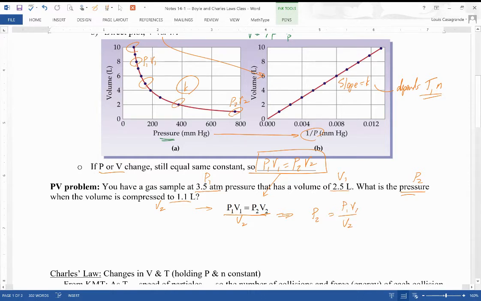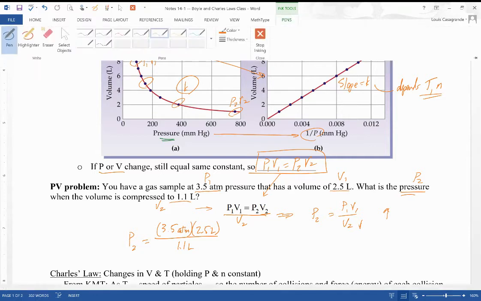And notice what's going to go on here. V2 went down, so the pressure should overall go up. And let's make sure that happens when we plug our numbers in. So now let's plug our numbers in. P2 is equal to, P1 was 3.5 atmospheres, V1 was 2.5 liters. Notice that the two properties that are together are going to stay together in the equation. Divide that by 1.1 liters. The liters are going to cancel out.